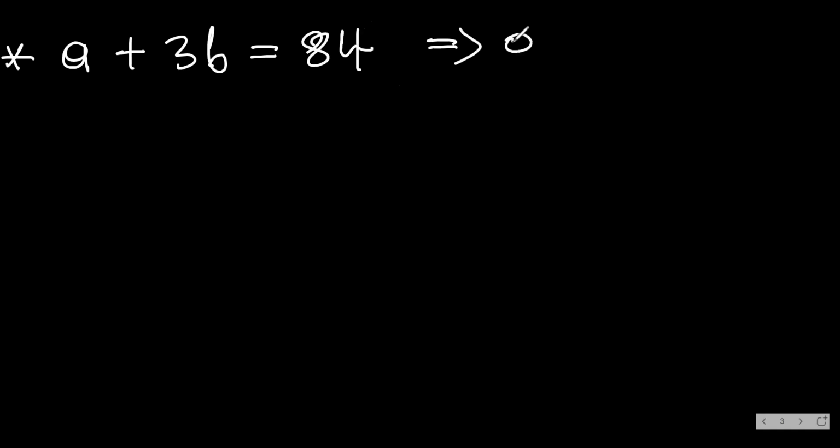So the first thing we need to do is to find, you decide whether you begin with A or E. Let's say you want to begin with A. If you take A and you add it to 36, it must give you 84. So this means the value of A must be 84 minus 36, which will give you 48.